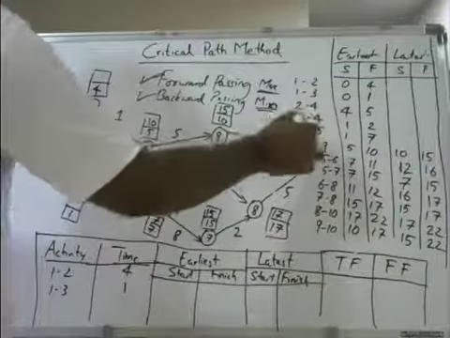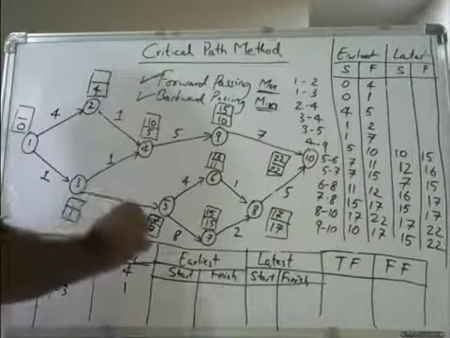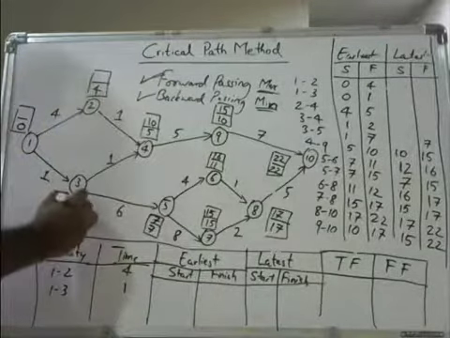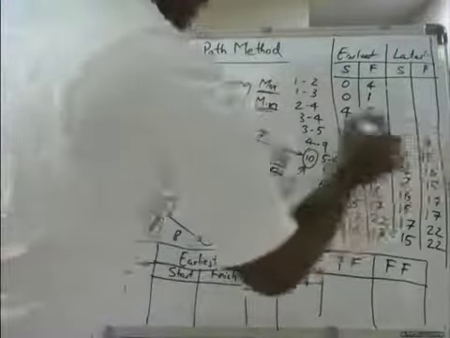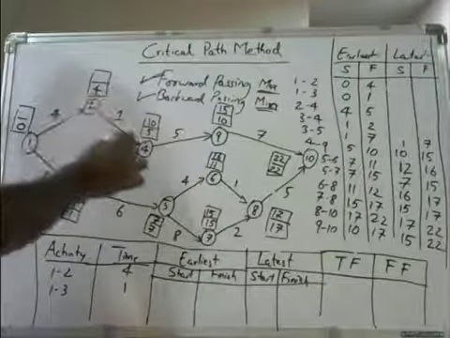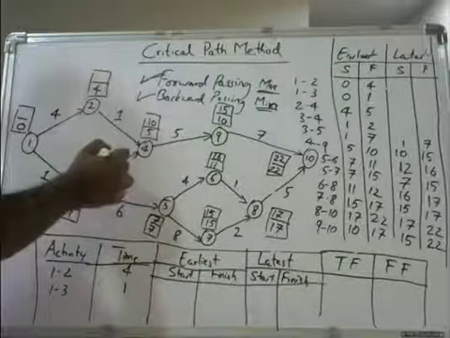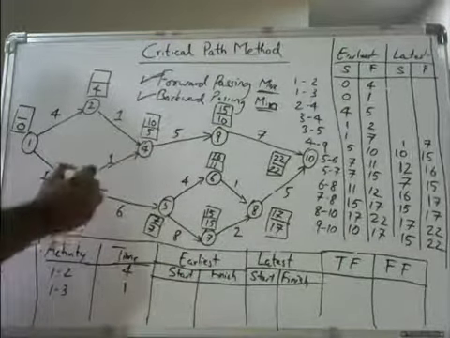Now 3 to 5. 3 to 5 is here. You are coming from 7. So write 7 here. 7 minus 6 is 1. So you will write 1 here. Then 3 to 4. 3 to 4 is here. You are starting with 10. 10 minus 1 is 9.